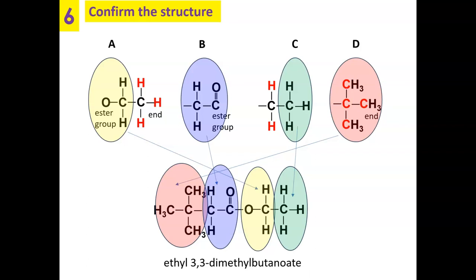So when we put all 4 bits together, we create our proper finished ester structure, and of course this is ethyl 3,3-dimethyl butanoate. That's our ester, ethyl 3,3-dimethyl butanoate. The ethyl, of course, is the alcohol side, and the 3,3-dimethyl butanoate was the carboxylic acid group. So we've done a first run through of a confirmation of a molecular structure, and so in the next slide we're going to give you an opportunity to have a go yourself and try your own analysis on a molecular structure.